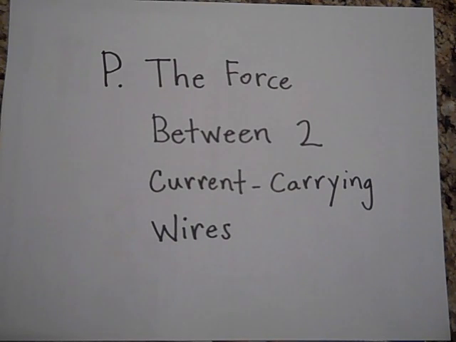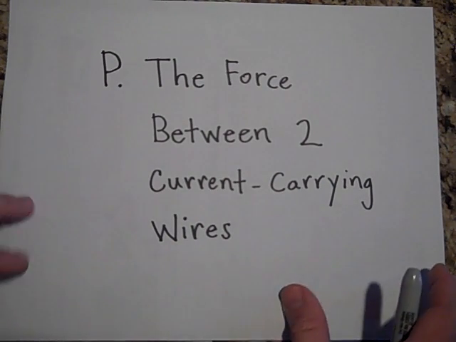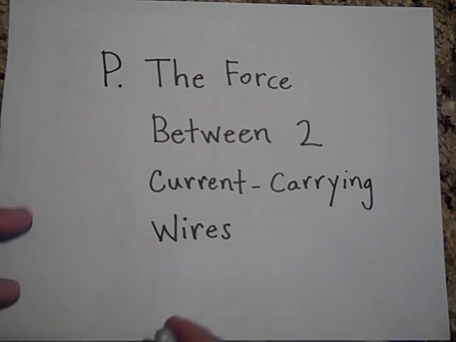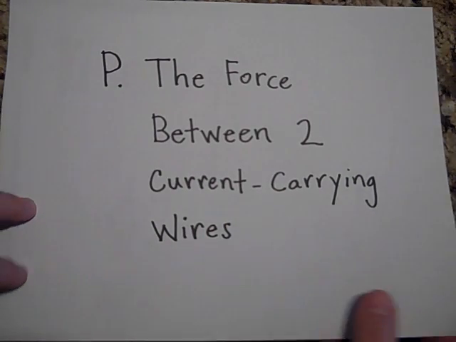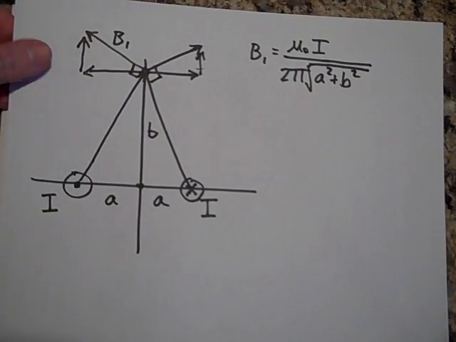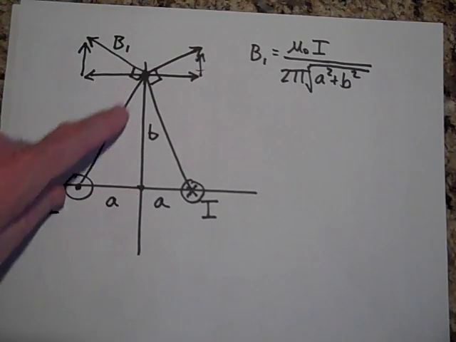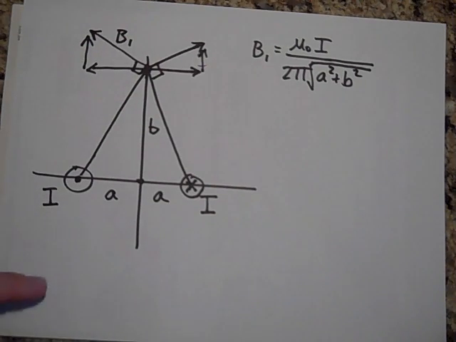Okay, I'd like to do the force between two current carrying wires. The two current carrying wires will put a force on each other. But before I do that, I'd like to go back to this problem. So we were trying to find the magnetic field, a distance b up the y-axis.